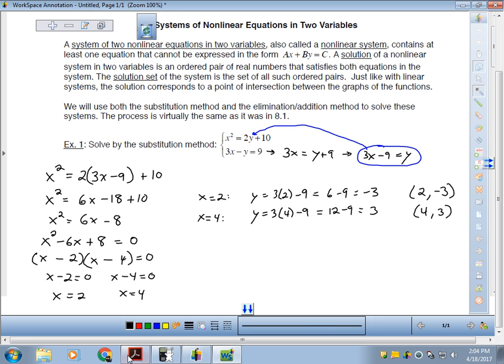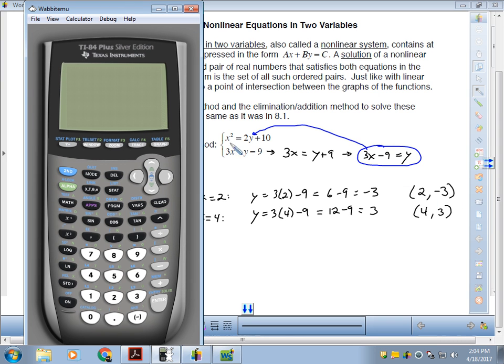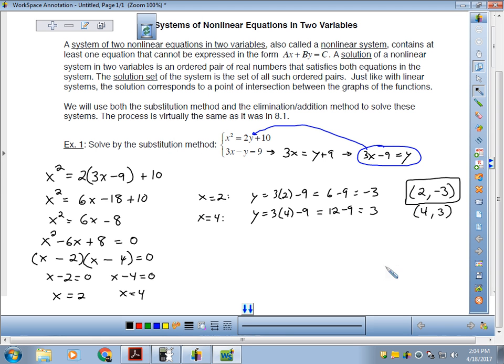We do want to check them, to make sure they actually work in our system. So let's start with 2, negative 3. Plug that in. On the left-hand side, I have 2 squared, which is 4. On the right-hand side, 2 times negative 3 plus 10, I get 4. So that equation is okay. Let's check 2, negative 3 in the other equation. 3 times 2 minus negative 3, we get 9. That's what we're supposed to get. So that answer works fine in both equations.